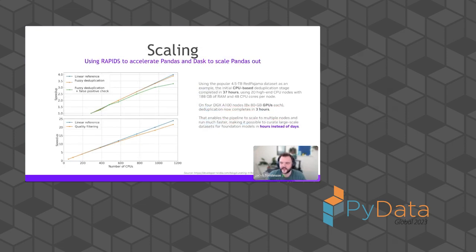And we can see by running this on many machines using Dask to scale this out, and then using cuDF and GPUs to accelerate this computation, we can look at an example like the 4.5 terabyte Red Pajama data set, running this through on a CPU cluster with 20 nodes, and each node has a decent CPU with many, many cores. Running this through took 37 hours, whereas just on 4 nodes with some GPUs in, this cut all the way down to 3 hours.